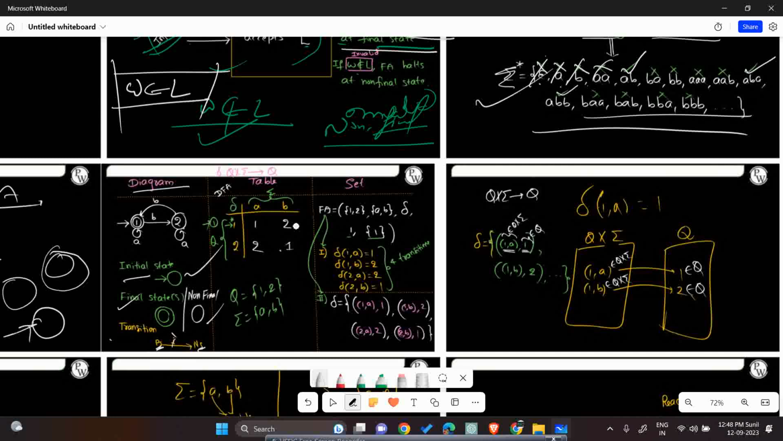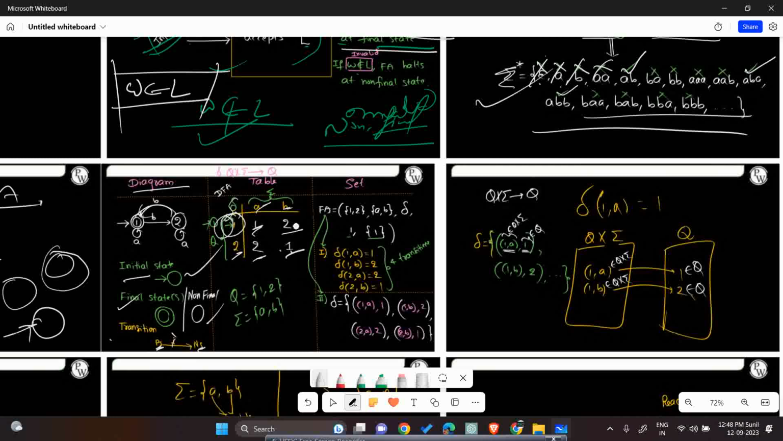How can we represent it with a table? This is the transition function. When we are in the initial state and the input is A, we will remain at 1. When we are at state 1 and the input is B, we will transit to 2. When we are at 2 and the input is A, we will remain at 2. When the input is B, we will transit to 1. This is another way of representing it.